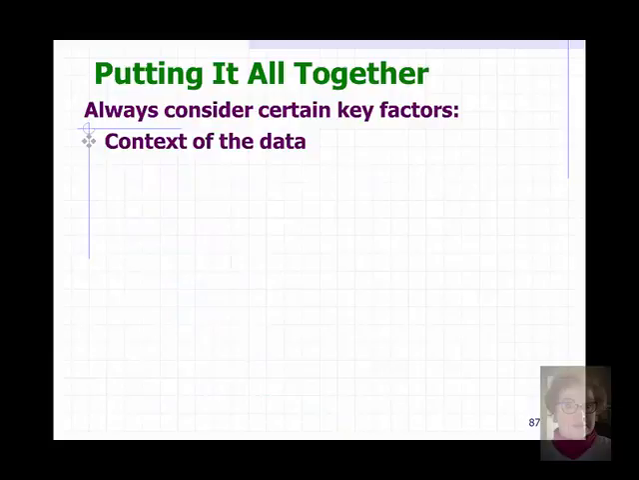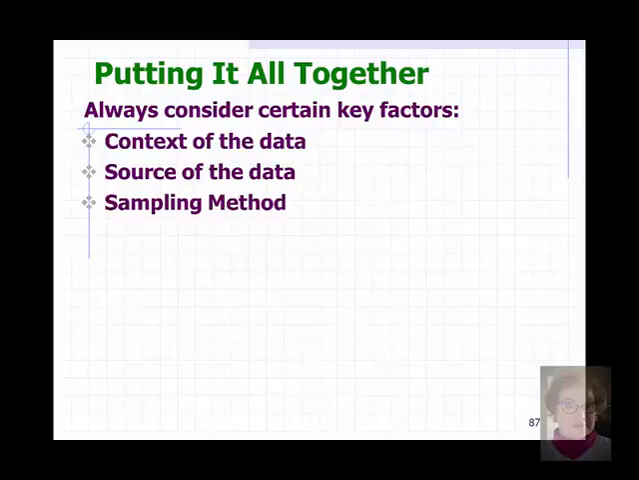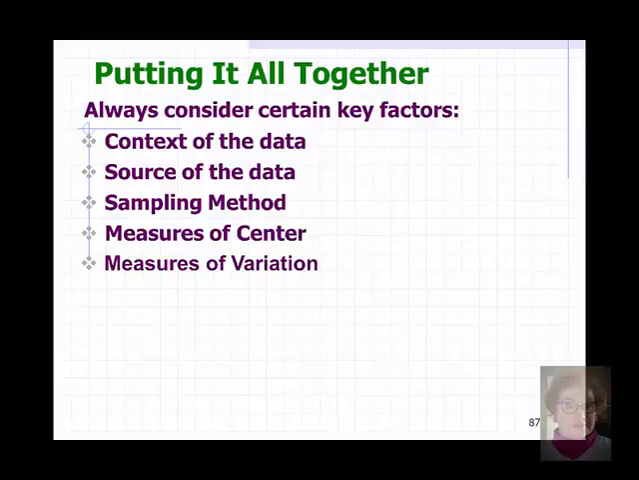Let's remember what we're going to do. Whenever we deal with data, we talk about where the data came from. We talk about the context and the source. We talk about the sampling method. Is it worth looking at, and is it worth analyzing? We talk about measures of center. We talk about measures of variation, and we look at the shape of the distribution. We look at outliers.